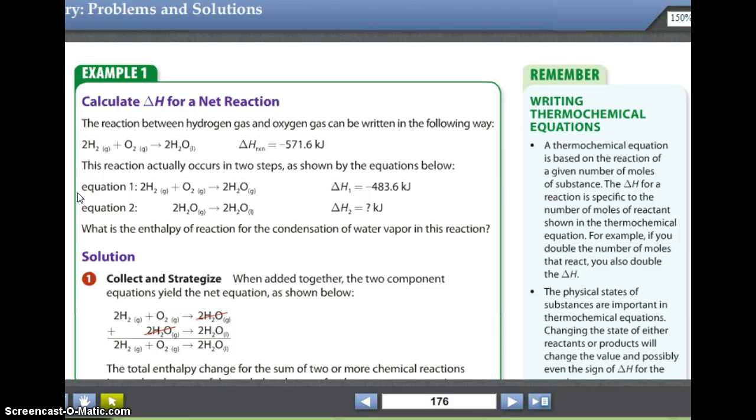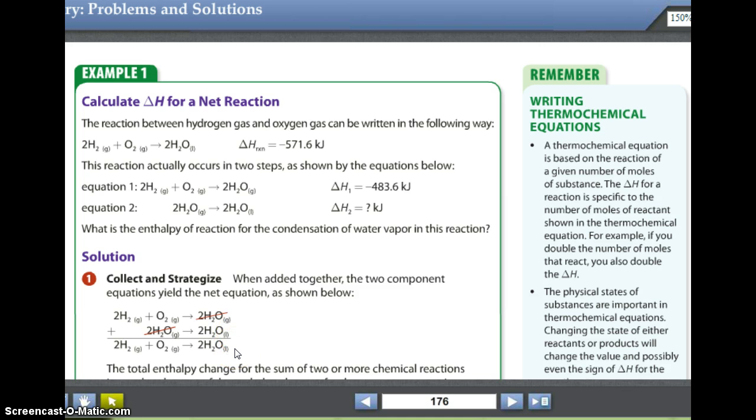Equation 1: 2 molecules of H2 gas plus 1 molecule of oxygen gas yields 2 molecules of water, which is a gas. And then in the second part, we change gaseous or vapor water into liquid water. What is the enthalpy of reaction for condensation of water vapor in this reaction? Well, we know the first part. We know the end part. So now what we have to do is we basically add the equations together.